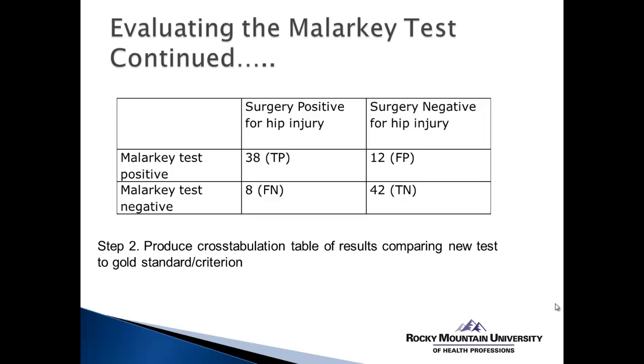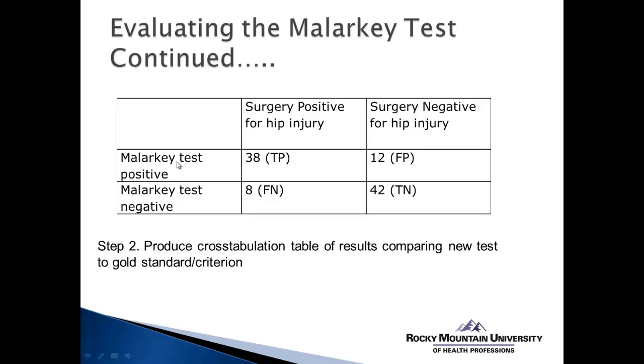Okay, we would then produce a cross-tabulation table. We would run a cross-tabs analysis using these two variables, and it would produce a table like we see here on the slide, where in the rows would be the results of the Malarkey test, and the columns would be the results of the gold standard or the reference standard.